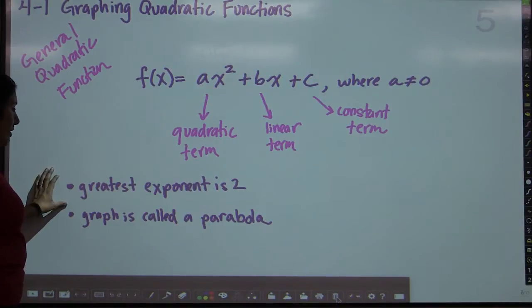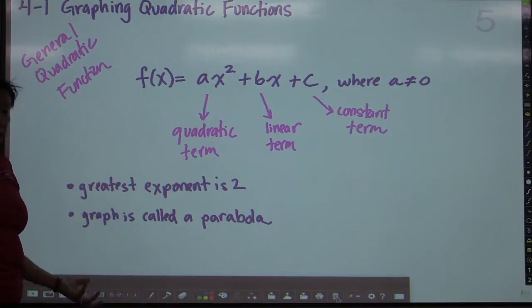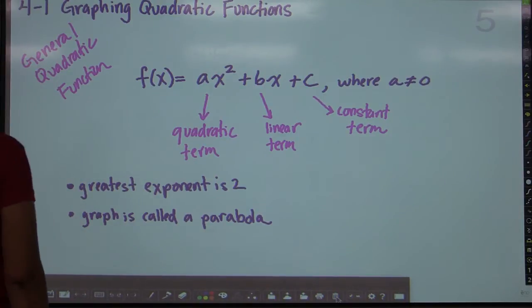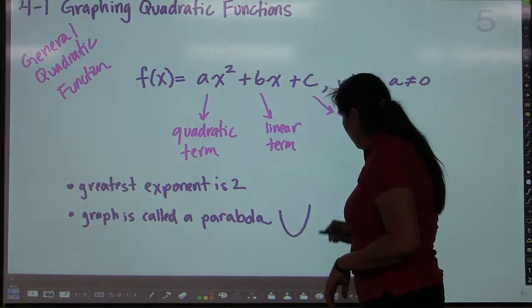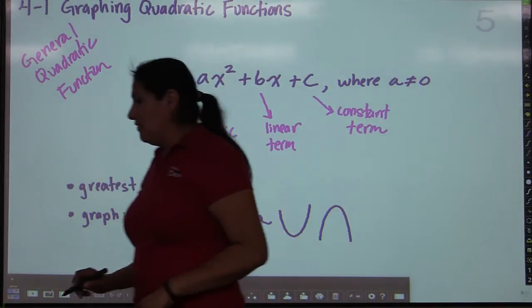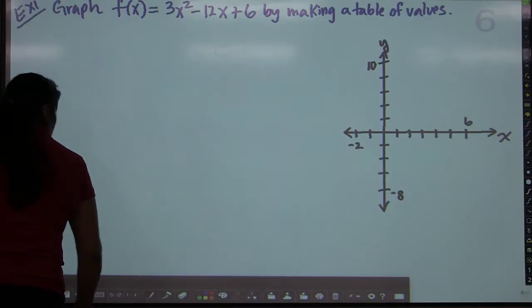So again, it has the greatest exponent of 2, and when you graph a function that is quadratic, which we'll be doing in a little bit, the graph is called a parabola. That's the name that we give to the graph of a quadratic function. And basically it looks like a U-shaped graph. It can be facing upward or downward. And so we're going to go right into our first example.